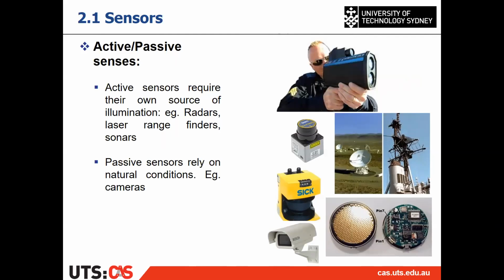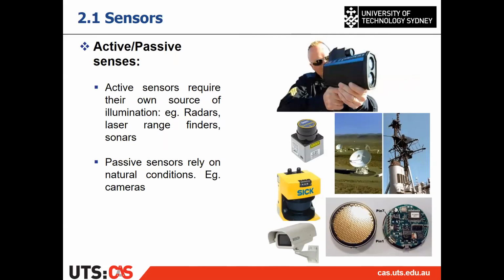And for the sensors, we can mainly divide them into two camps. One is active, we call it active sensors, and the other is passive sensors. It's quite obvious, right? Active sensors require their own source of illumination. For example, the laser is one. They need to send the laser out and then receive the laser. And also sonar. Sonar sends the sounds out and receives the sounds. And also radars as well.